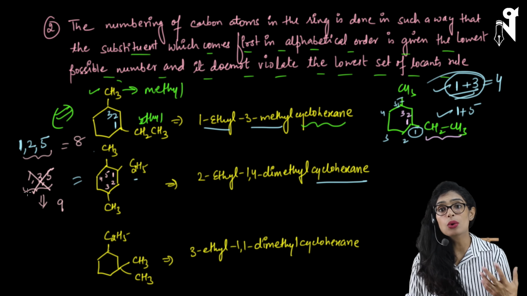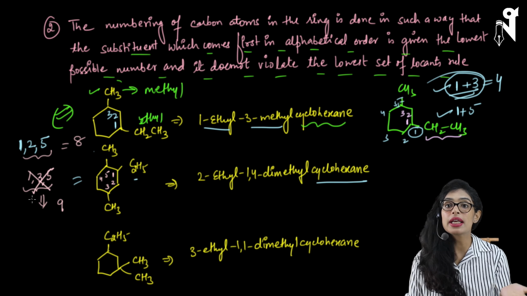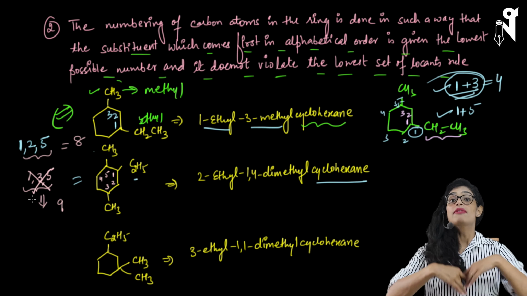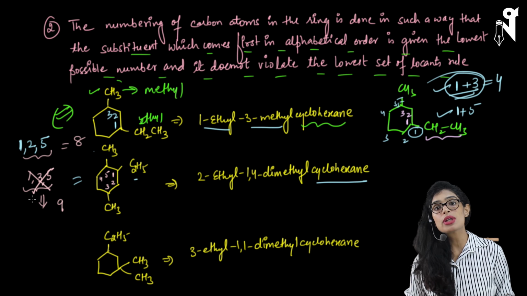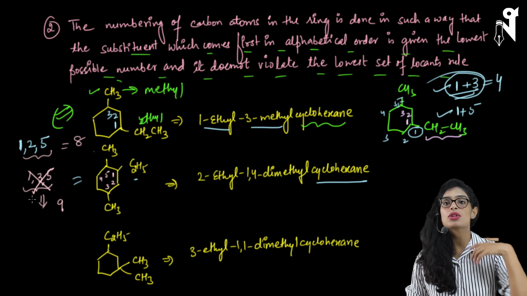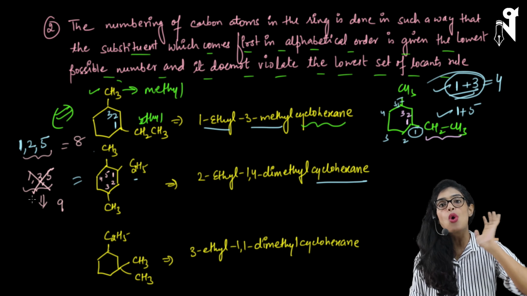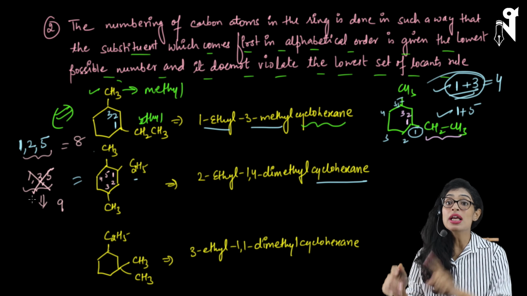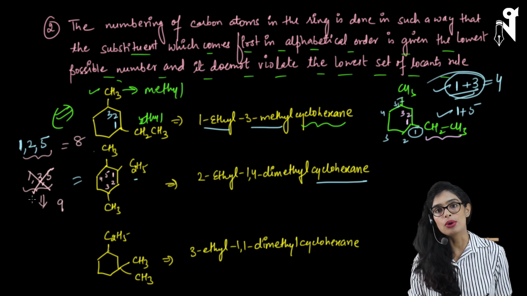Let's figure out, is there any other way where we can get a lower sum? It's not that we always have to give position 1 to the substituent that is alphabetically first. We don't have to always give it position 1. We have to try to give it the lowest possible position along with the lowest sum rule.